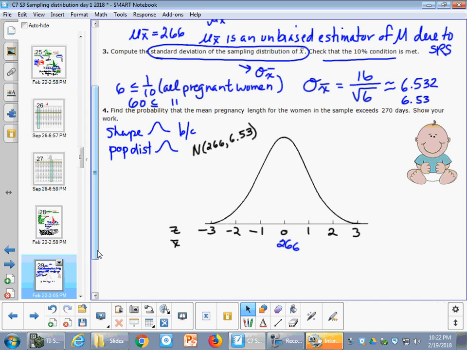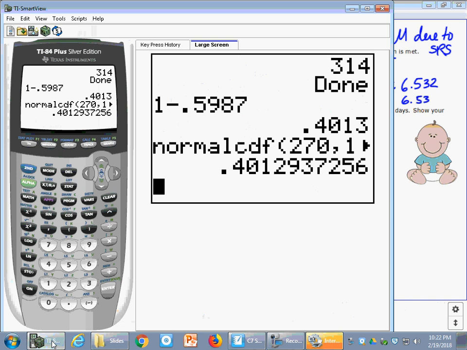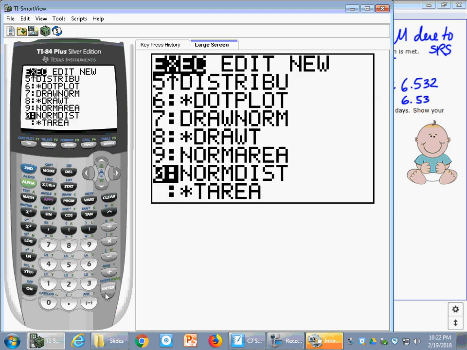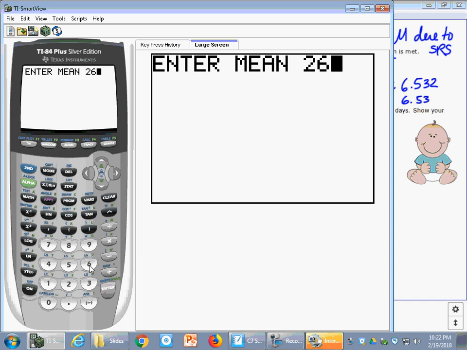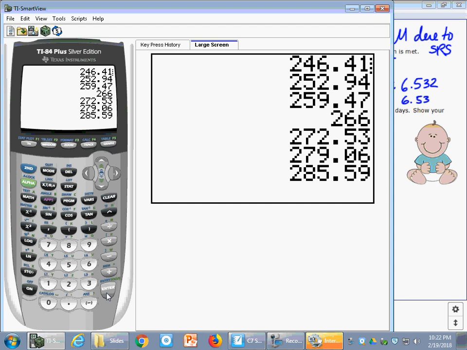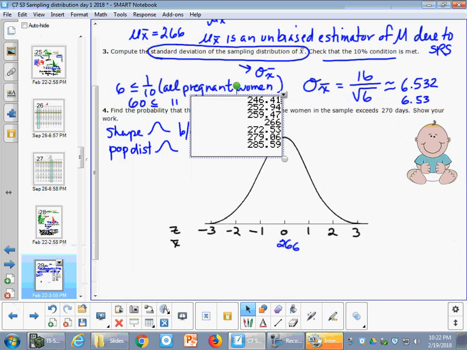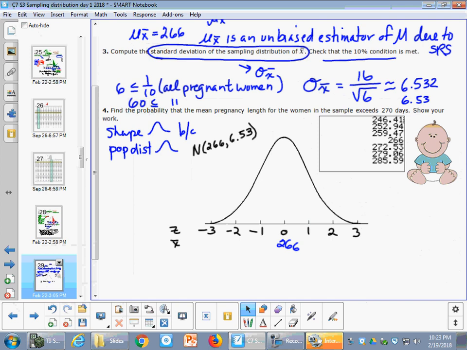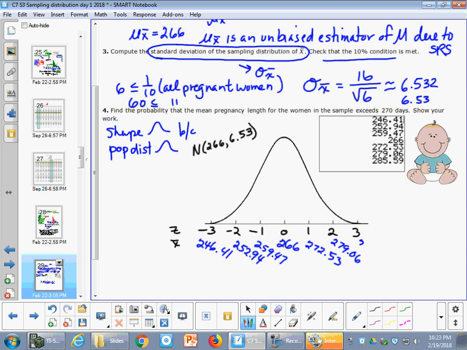Let me go calculate with norm dist again. I want 6.53. So program norm dist. The mean is 266. Standard deviation is 6.53. So these are the numbers I'm going to use this time. And let me move that over there. So this is going to be 246.41, 252.94, 259.47, 266, 272.53, 279.06, 285.59.